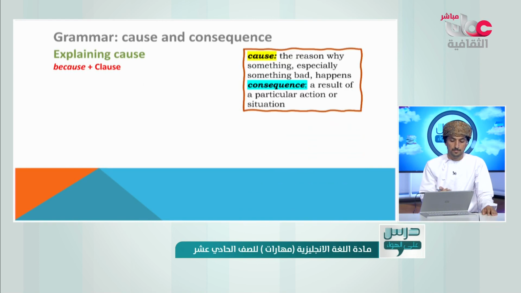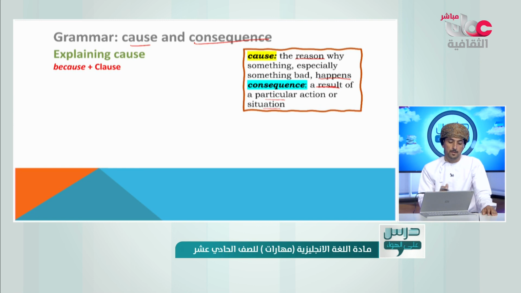We will focus here on cause and consequence. What is the meaning of cause? What is the meaning of consequence? Let us see. Cause is the reason why something, especially something bad, happens. And consequence is a result of a particular action or situation. So for the cause we have reasons, and for the consequence we have result. Sometimes for the word consequence we can say effect.